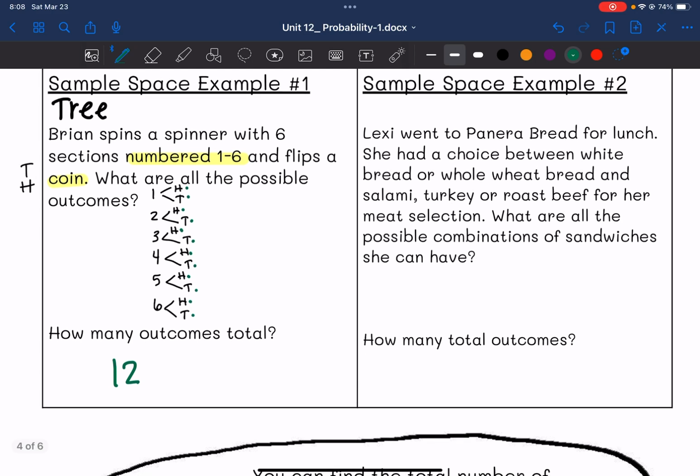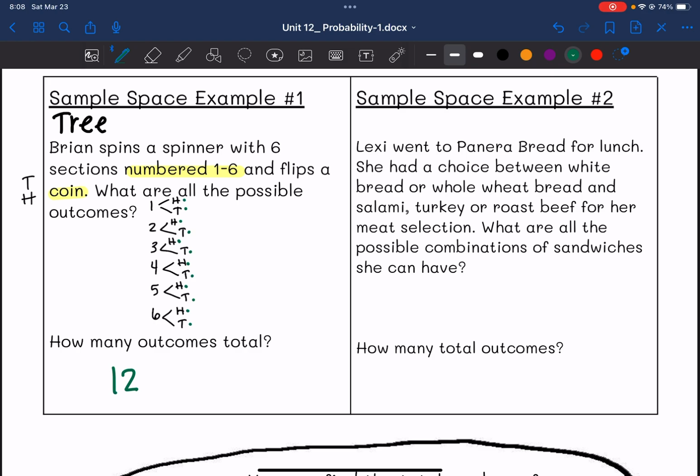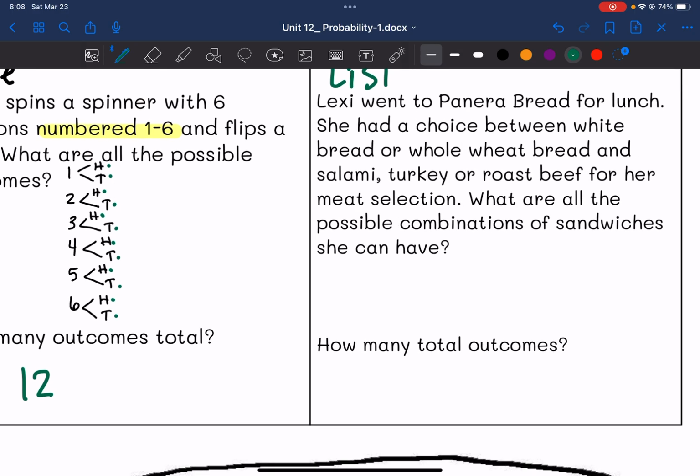Now, let's look at sample space example number 2. We're going to do this one in the form of a list. And here, let's go ahead and read it. It says that Lexi went to Panera Bread for lunch. She had a choice between white bread or whole wheat bread, and she had the choice of salami, turkey, or roast beef.